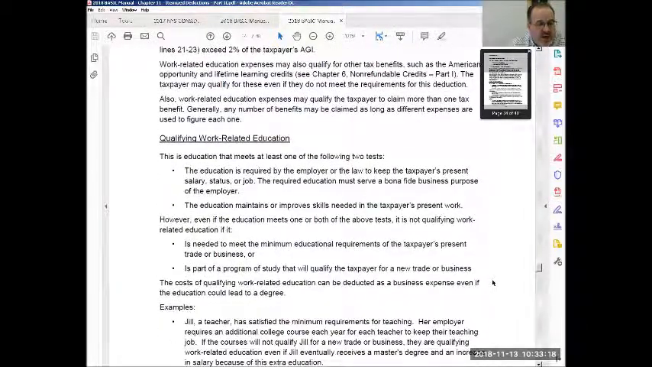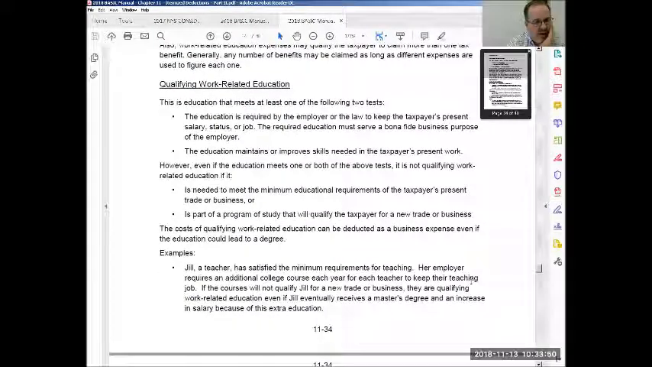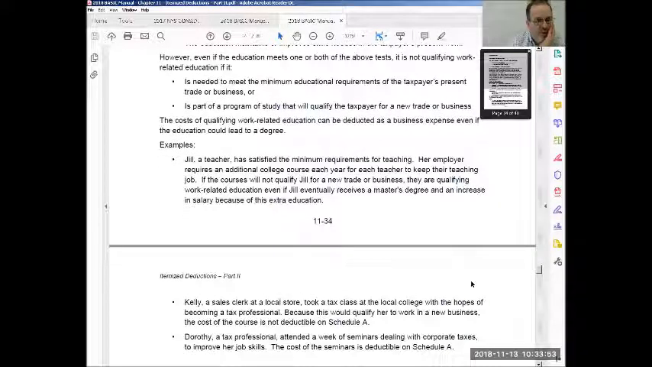Qualifying work-related education, they're in the middle of the page. Must meet at least one of the following two tests. The education is required by the employer or the law to keep the taxpayer's present salary, status, or job. The required education must serve a bona fide business purpose of the employer. Or, the education maintains or improves skills needed in the taxpayer's present work. Okay? So down at the bottom, we've got a few examples.